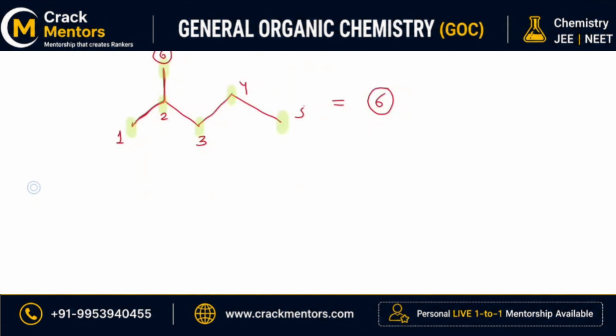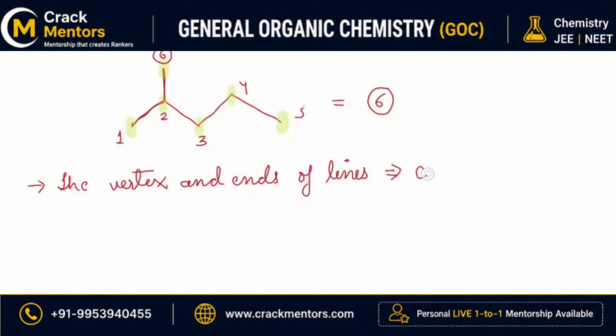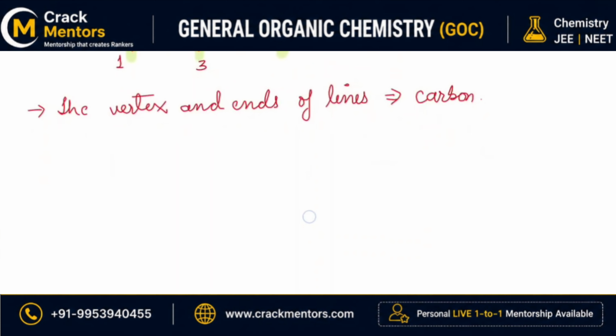So what conclusion did we reach? That the vertices and the ends of lines show us what? Carbon. Now, when a compound is given to you and you have to find the double bonds and triple bonds, how will you find them? I am going to discuss that case here.